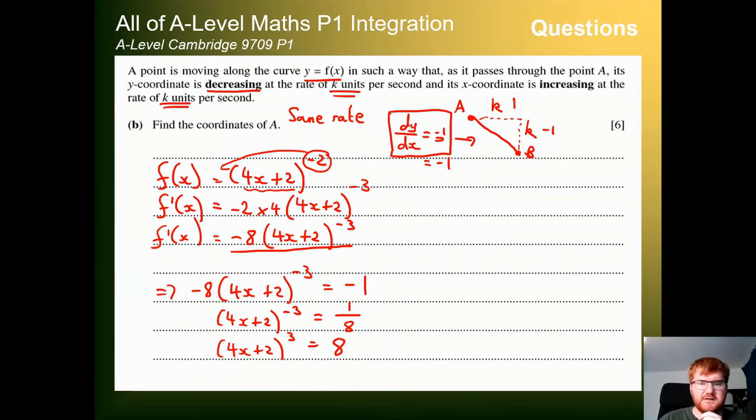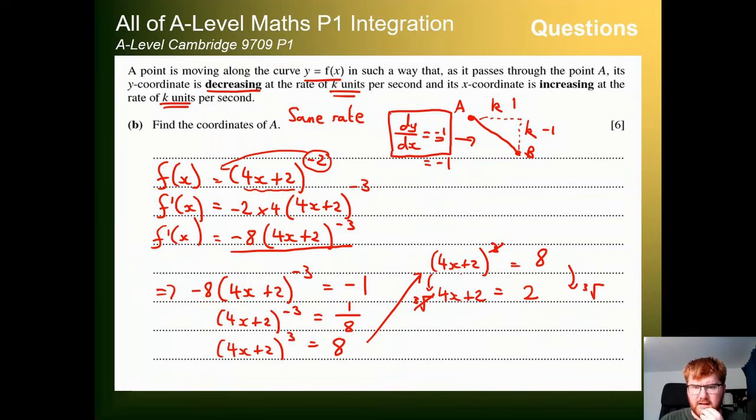And then we just need to solve this like a standard cubic, really. So the opposite of cubing something is cube rooting. So we're going to cube root both sides. So write this out again. So we're going to do the cube root on both sides. That cancels, leaving us with 4x plus 2. The cube root of 8 is equal to 2 here. And then we get 4x is equal to 0, so x is equal to 0.